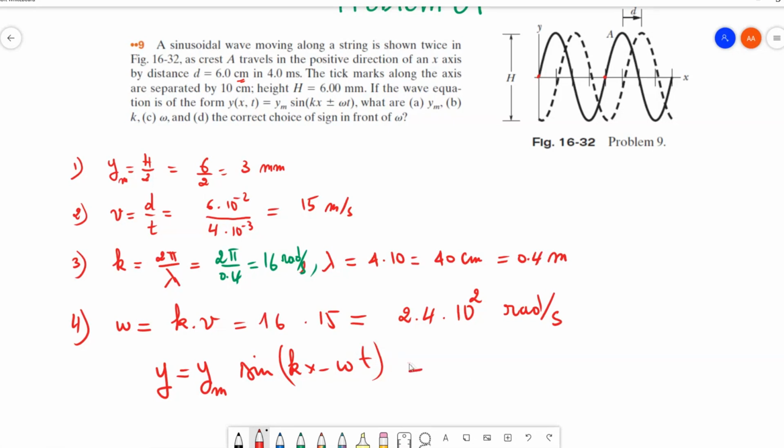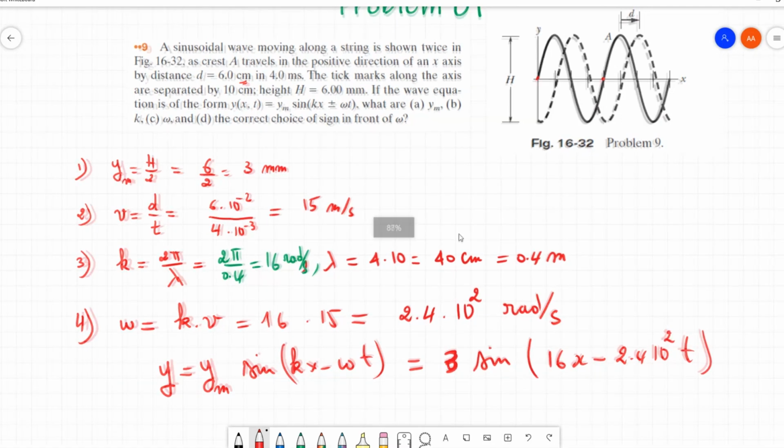Okay, so I will make a comment on this right now. So ym is 3 millimeter. I can put it in 3 millimeter, no problem for ym. If I put it in 3 millimeter, the result also will be in millimeter, no problem. So I keep it 3 sine of 16 x minus 2.4 times 10 to the power 2 t. Great.